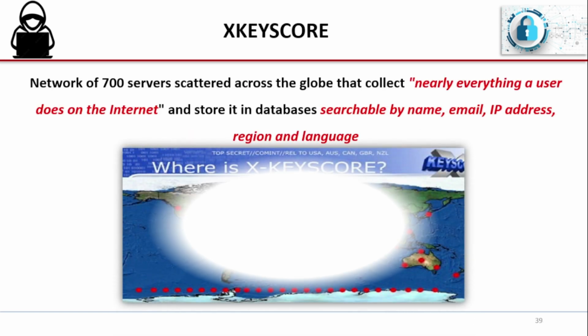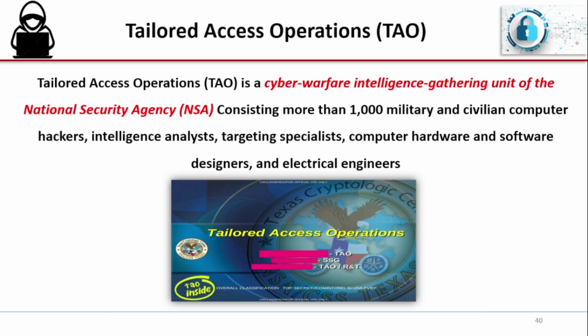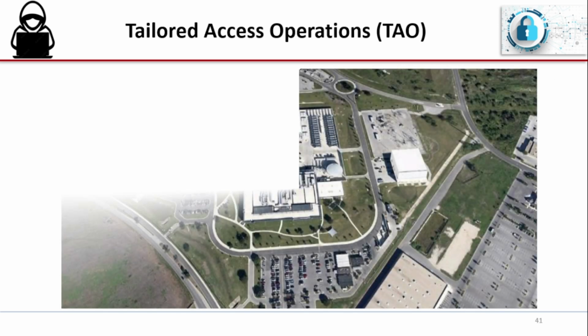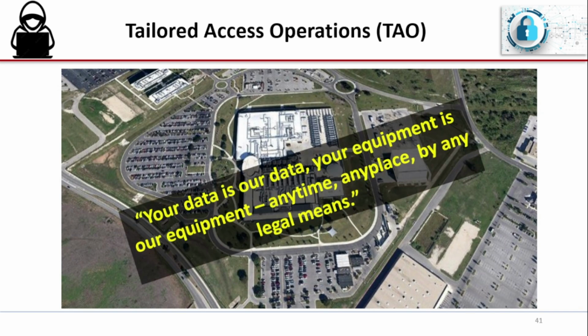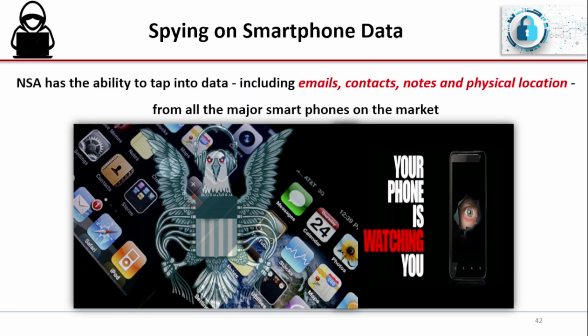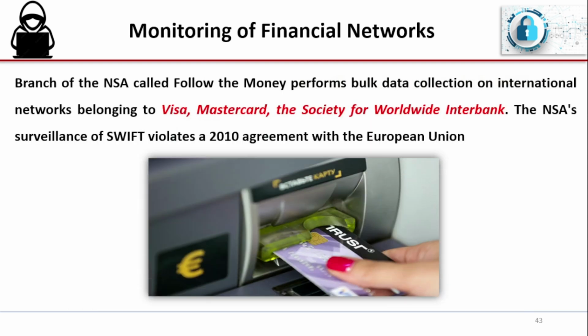Then there is also the Tailored Access Operations, with the same intentions. You may read it. I'm just going ahead so as not to waste your time if you're not interested. If you're interested, you may pause and read it. Spying on smartphone data: the NSA has the ability to tap into data, including email, contacts, phone records, and physical locations. They even monitor financial networks and records.